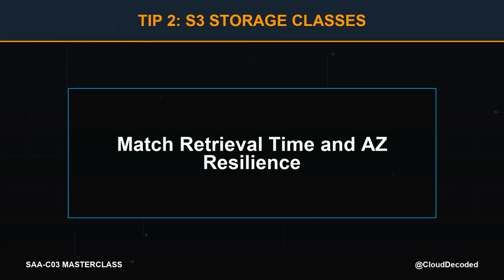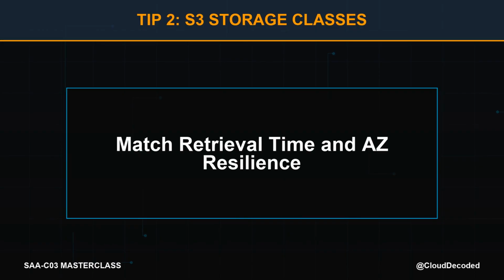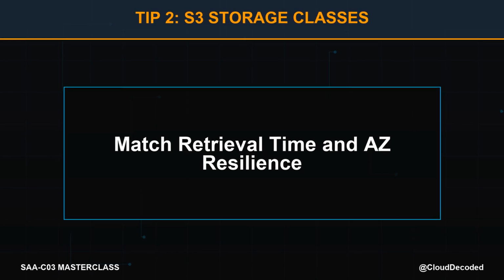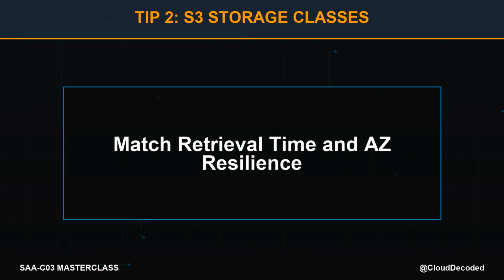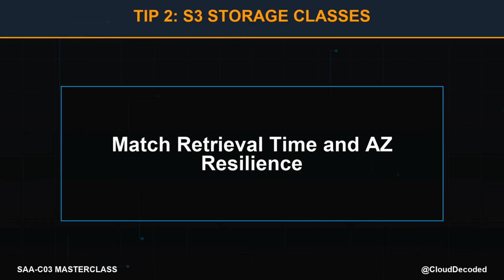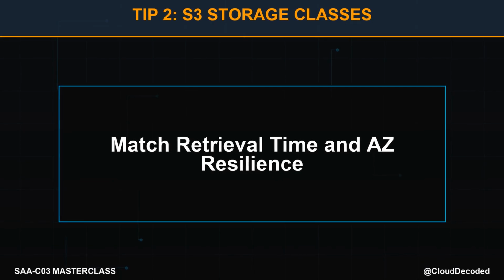Tip number 1. Master the S3 storage classes. This is high-yield territory. The exam loves to test your knowledge of when to use S3 Standard, Standard-IA, One Zone-IA, and Glacier. Remember, if the data must be resilient to an entire data center failure, do not use One Zone-IA. If the question mentions millisecond access, but infrequently accessed data, Standard-IA is your winner.